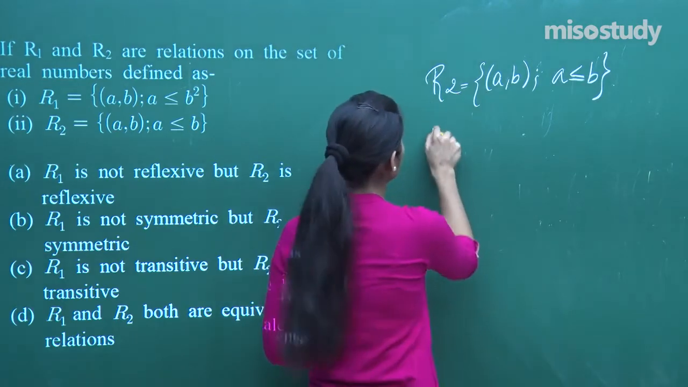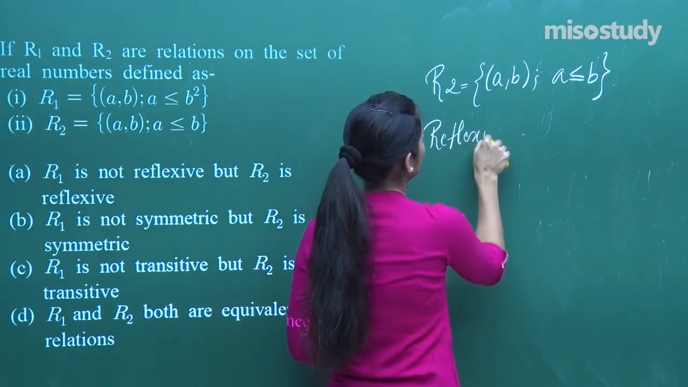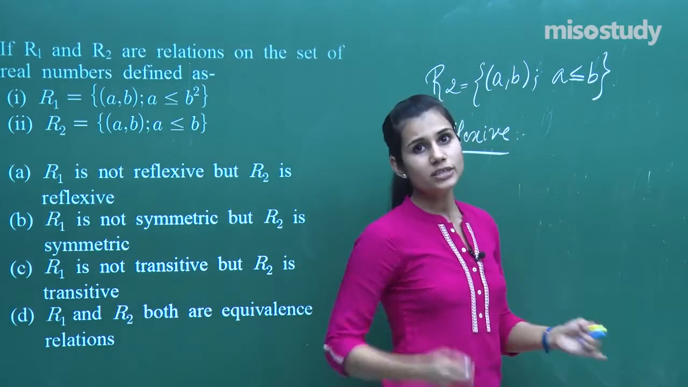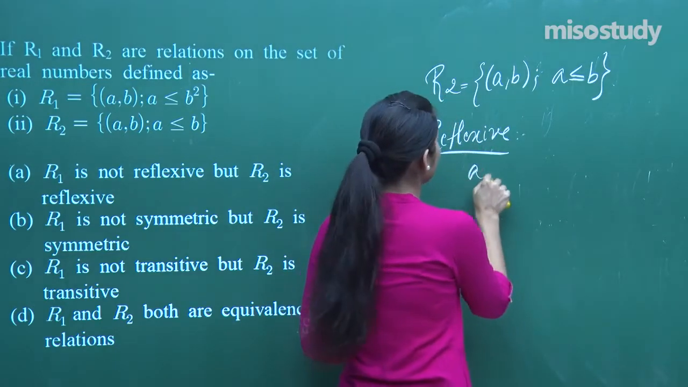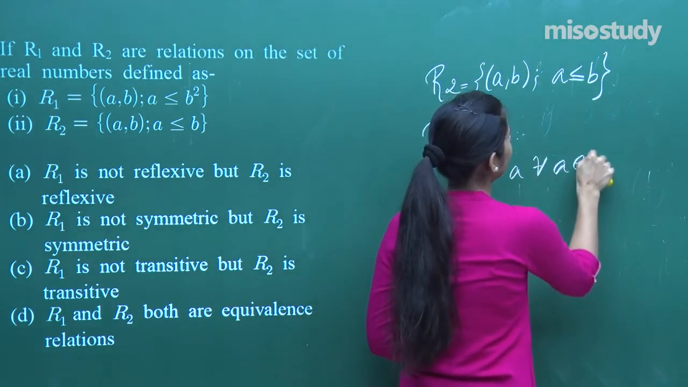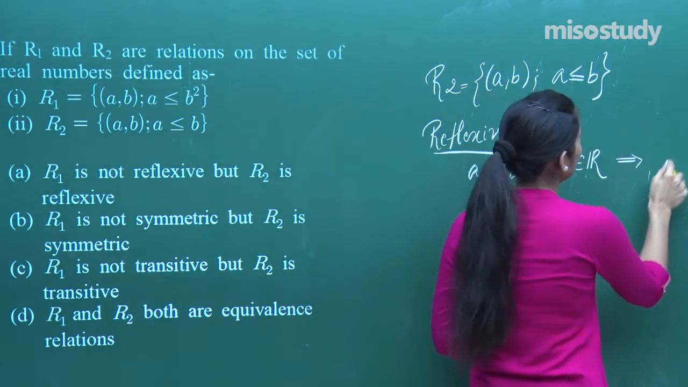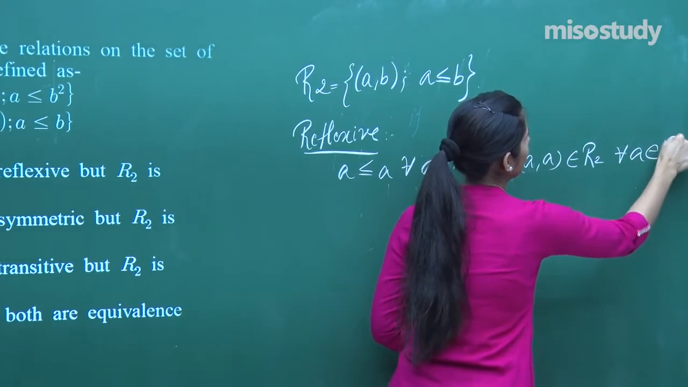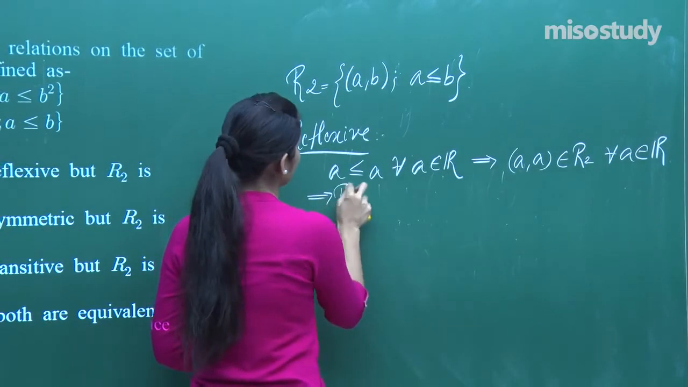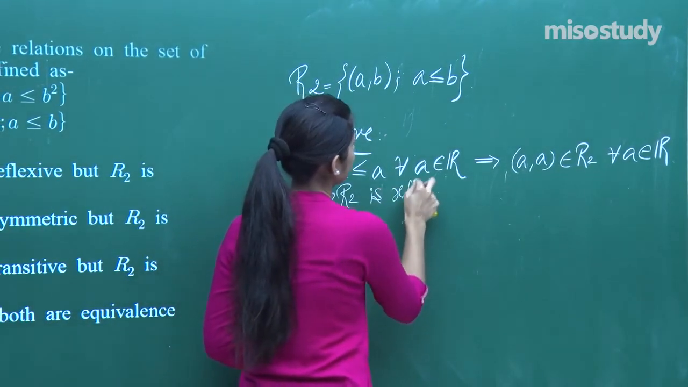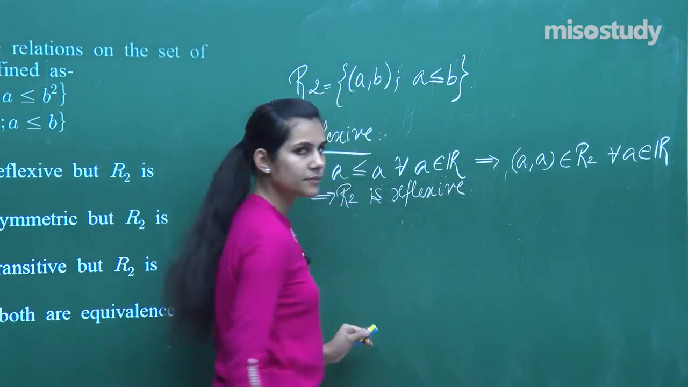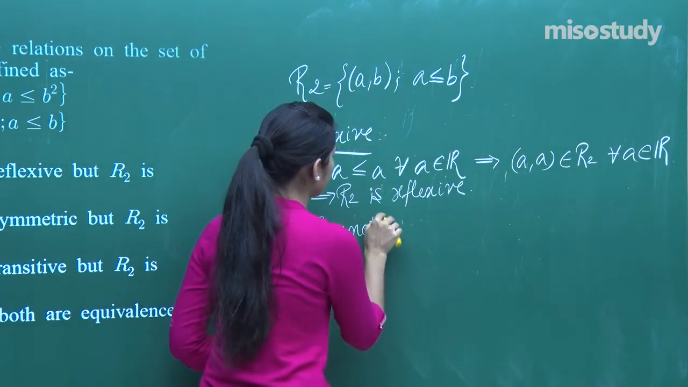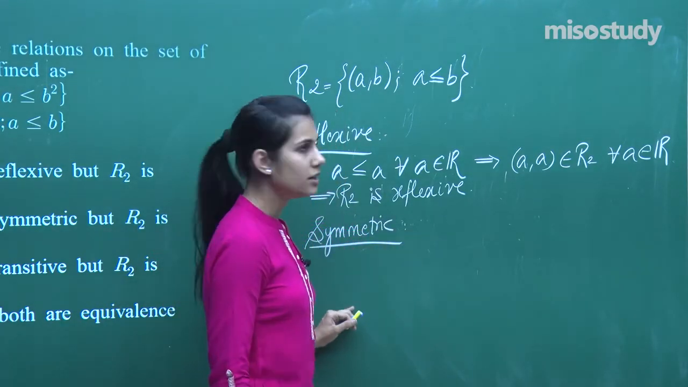Fine? Now if I talk about reflexivity, is every real number less than or equal to itself? Of course, every real number is equal to itself. So a is less than equal to a for all a in the collection of all reals, which implies (a, a) belongs to R2 for all a in the collection of all reals, which implies R2 is reflexive. Fine. If I talk about symmetric, is R2 symmetric or not?